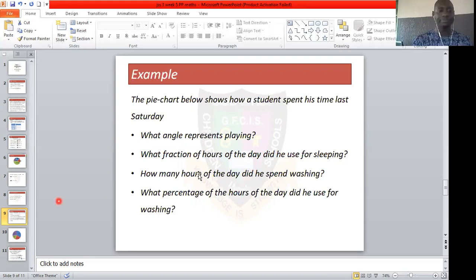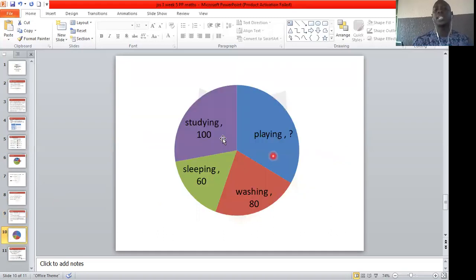This is the total of what the boy did on the Saturday. Studying 100 degrees, sleeping 60 degrees, washing 80 degrees. These are the sectors, but we don't know about playing. But now, how do you calculate for playing? You know that the total sum of angles in the sector is 360 degrees. All you do is sum everything together to get to playing.